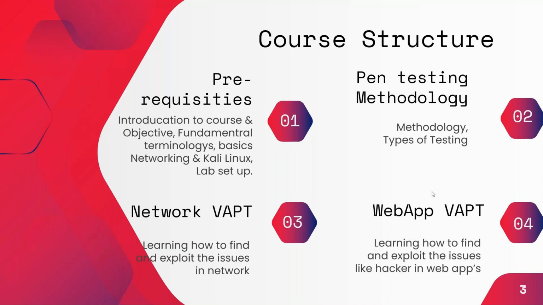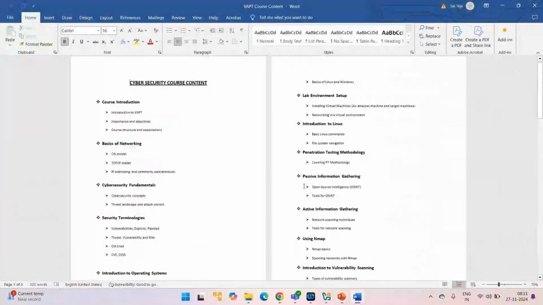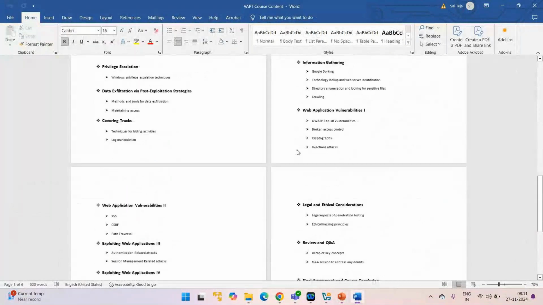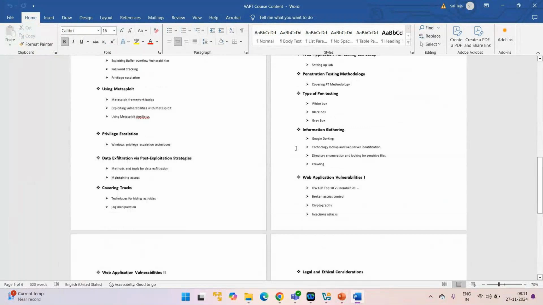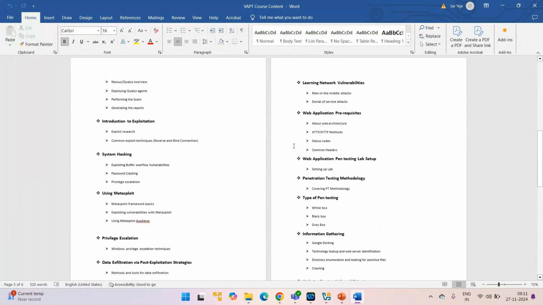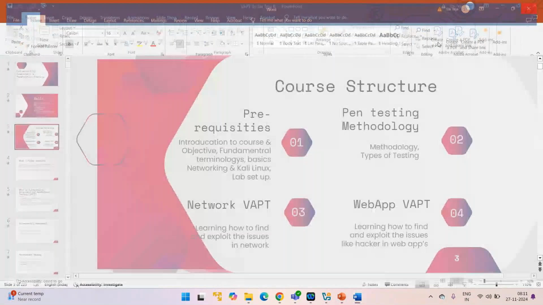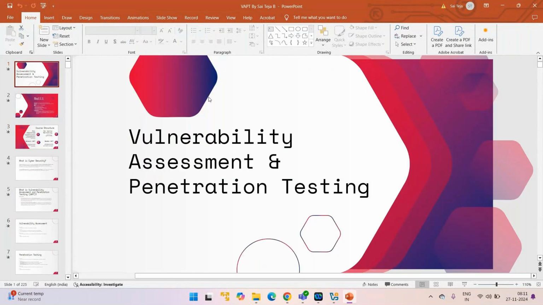What I have designed. If you need subtopics, what we are going to cover day by day, just grab this syllabus. If in case you didn't get it, you will be able to understand how we are going to cover the entire course, or else if you want me to share, I can also give you that. Yeah, guys, that is what the course structure is all about.